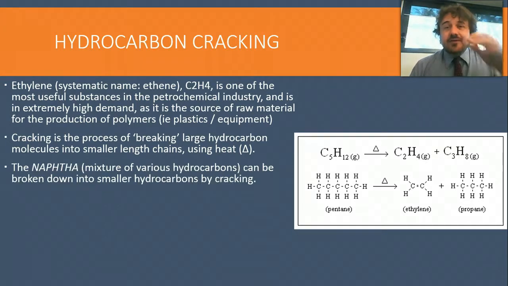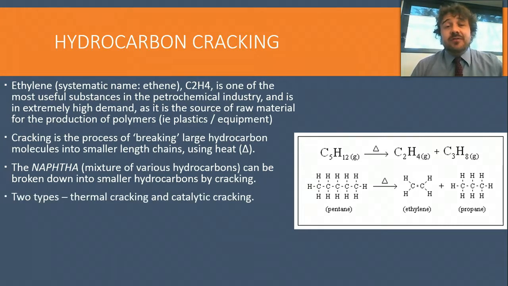Naphtha. Now, this is your mix of various hydrocarbons. And these are what can be broken down into smaller hydrocarbons by cracking. So naphtha is the mixture of hydrocarbons usually from liquid natural gas. There are two types of cracking that we're going to talk about: thermolytic or thermal cracking, and catalytic cracking, which will sometimes be called cat cracking.